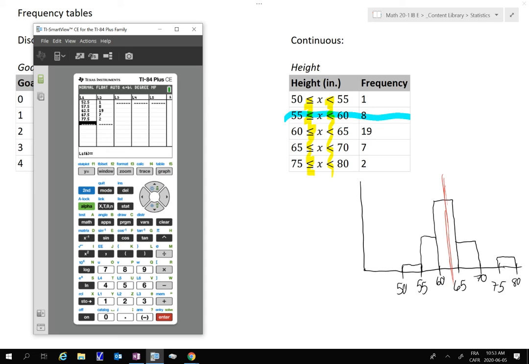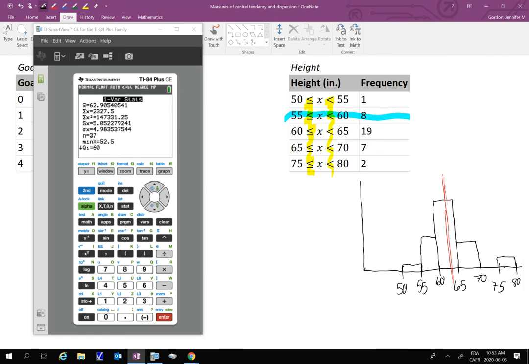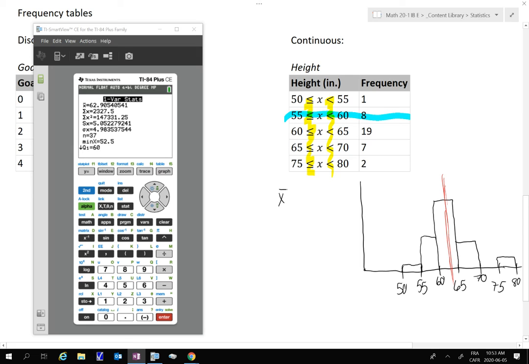All right, so now that I've entered my data into the list, I'm going to quit out of there, go back to stat, calc, one variable stats. I've got list 1, list 2 for my frequency list, and I calculate. So here we've got a mean of approximately 62.9 inches.